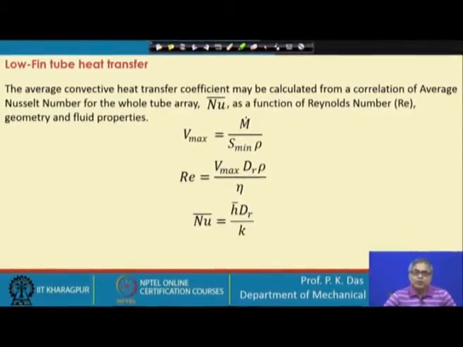Fin tube heat exchangers, in all the cases, whether it is low fin tube or high fin tube, we will use correlations, and there are a number of correlations. I am not going to burden you with the correlations. There are handbooks available from where you can pick up the correlations. Only for the sake of completeness, one or two very important correlations we will discuss during the course.